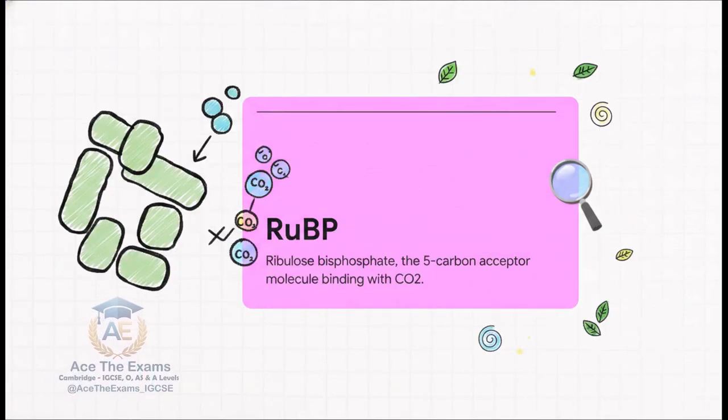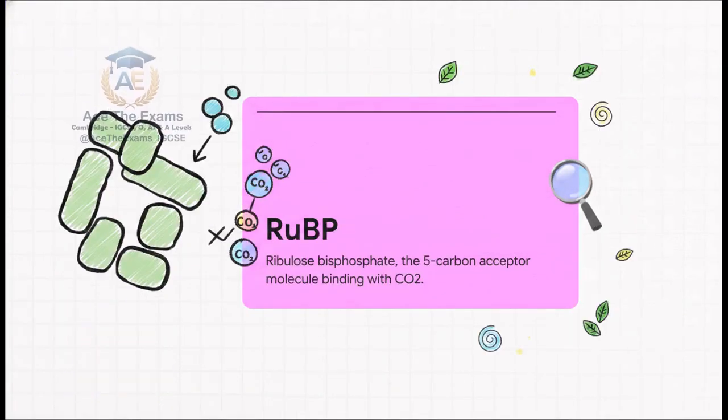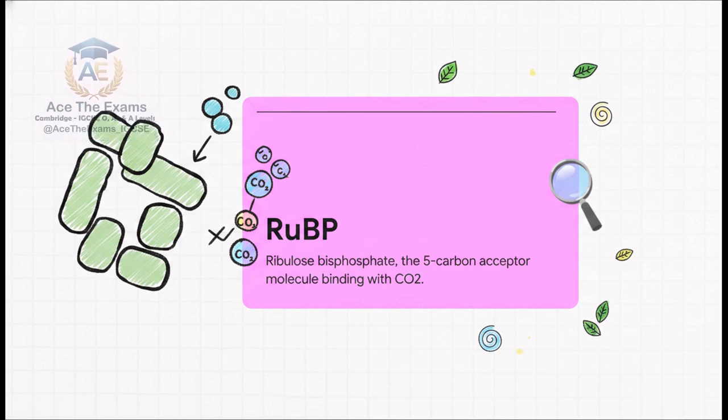Next, we pair Rubisco with RuBP, or ribulose bisphosphate. This is the 5-carbon acceptor molecule that binds with carbon dioxide. It's the vital acceptor that actually grabs onto the CO2 during that initial fixation phase we just mentioned. Basically, this pairing is what kicks off the whole transformation process inside the plant.